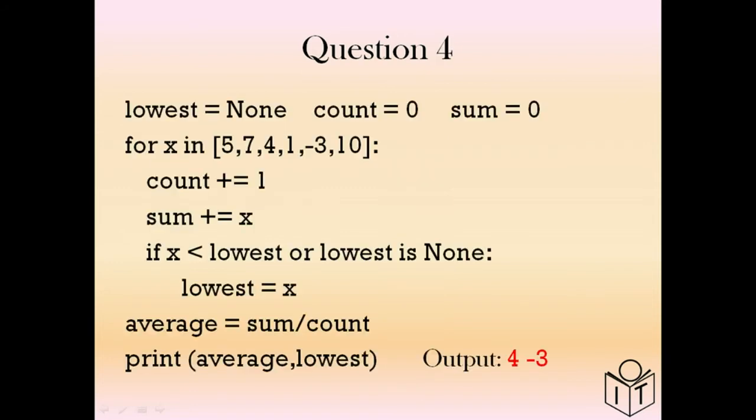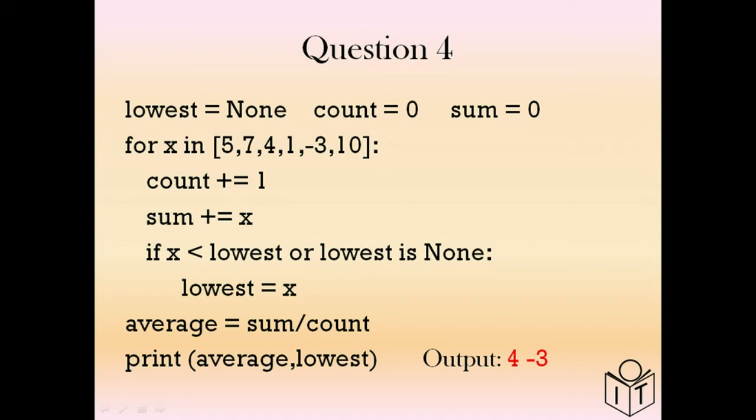Question 4. This looks like a lot of code, but actually the top line, you would normally put on 3 lines in Python. We've got the word None, so we have no value for lowest. You could use 0, but there's a minus number, so 0 wouldn't work. That's why we're using None. The count and the sum we can start at 0. So we start our for loop. We're going to use the counter, so we add 1 to that, and then we're going to add up the numbers. So that's our sum variable.